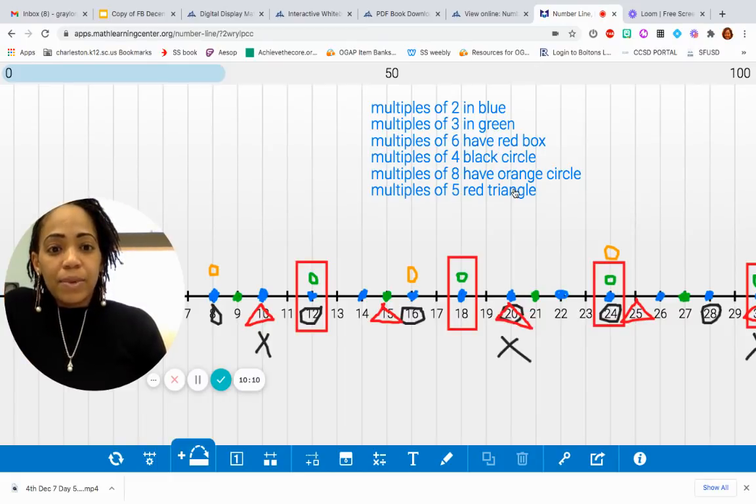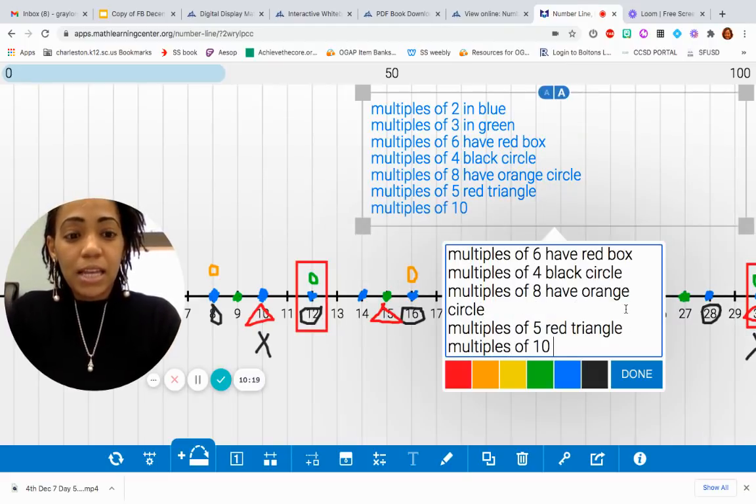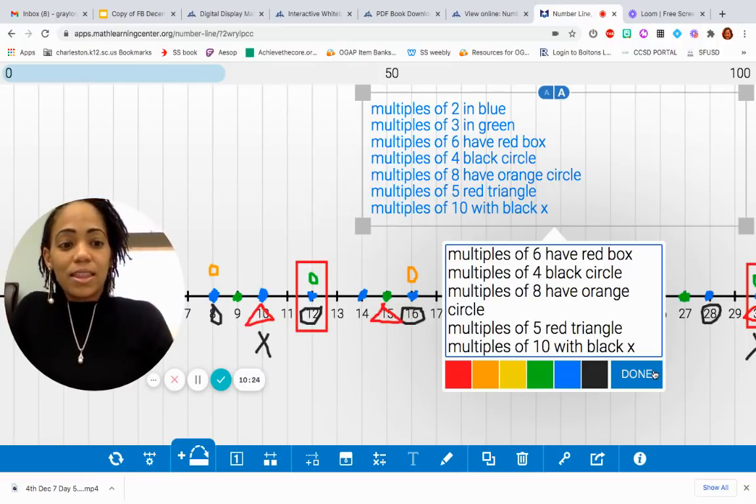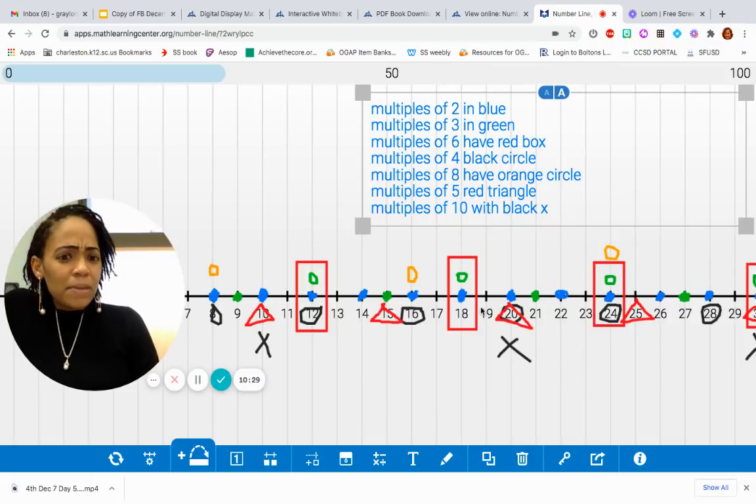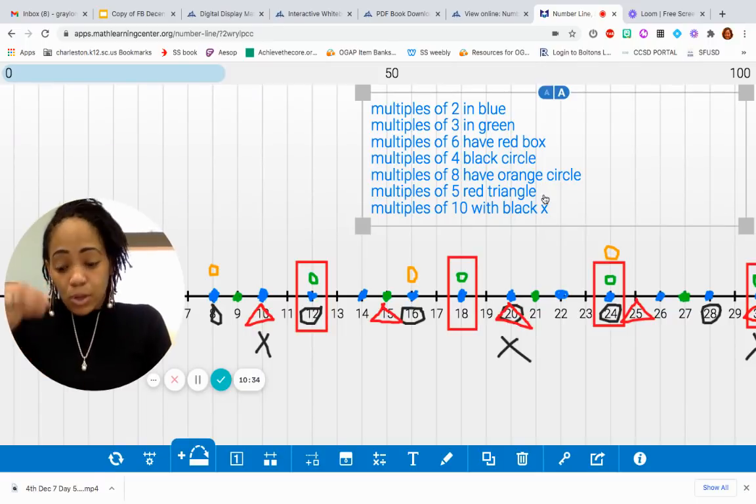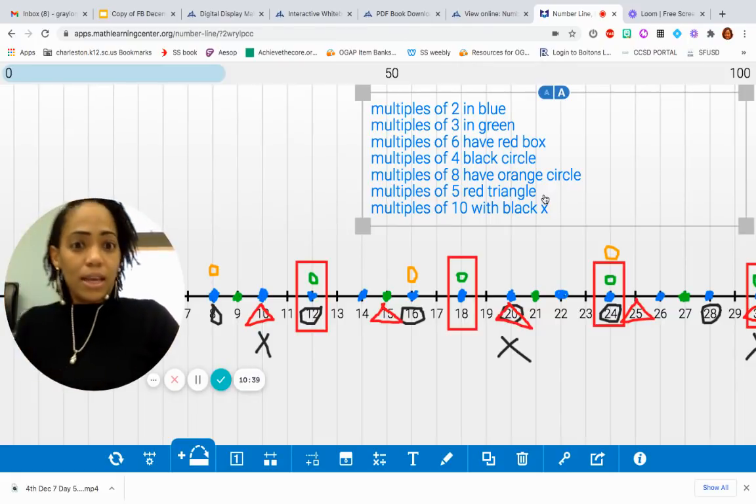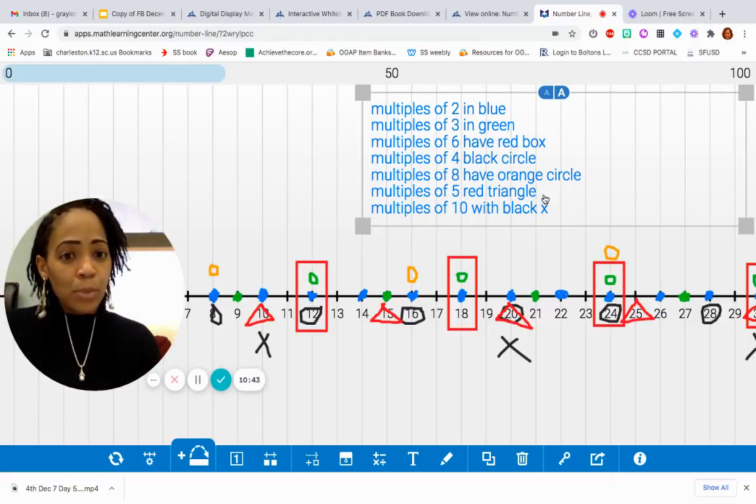We also have multiples of 10. I need to add this to my collection here. Multiples of 10 with a black X underneath. So here are multiples of 10. And some of them have only one. We only recognize them one time. And some of them have more than one. Like 2 has a lot of multiples.